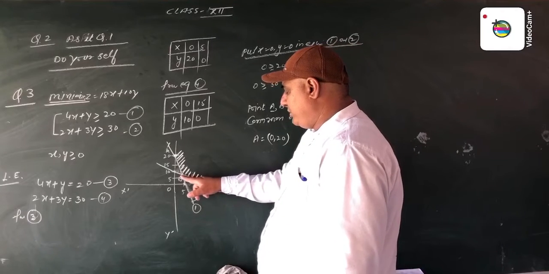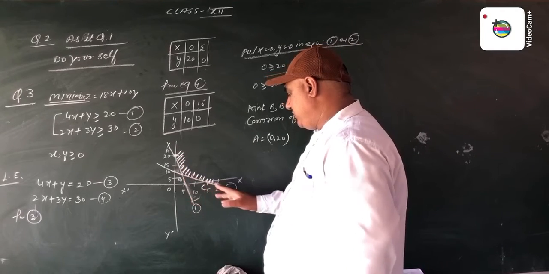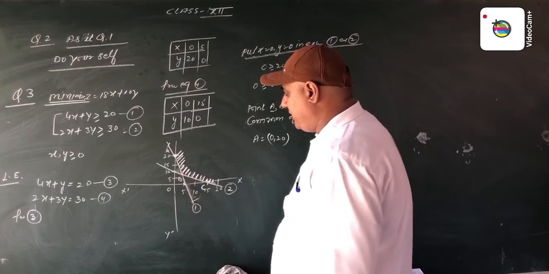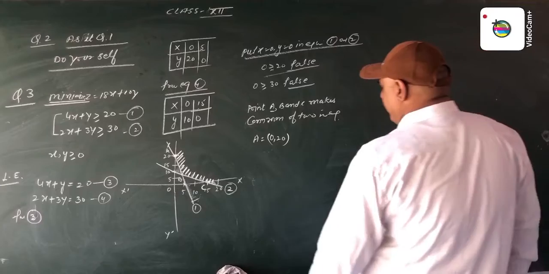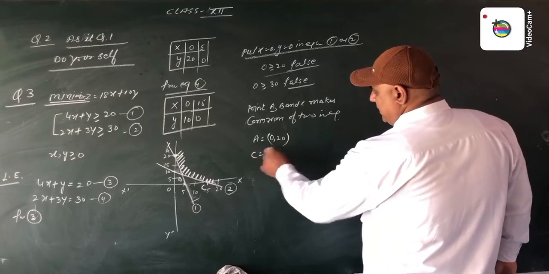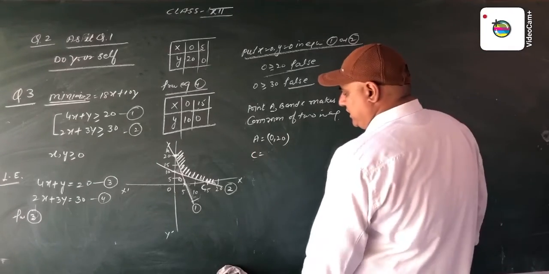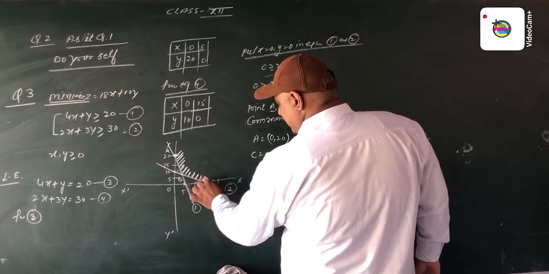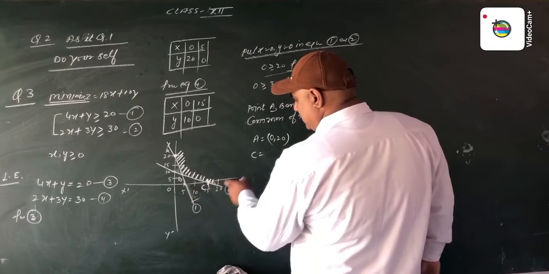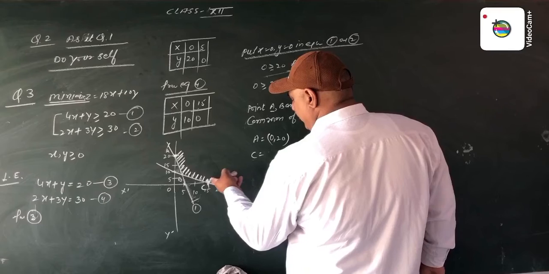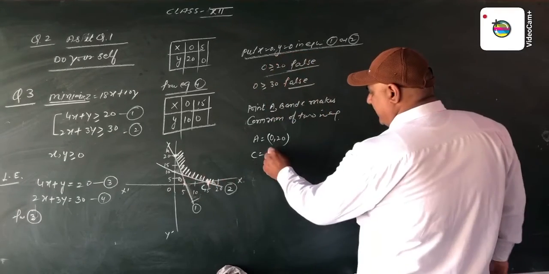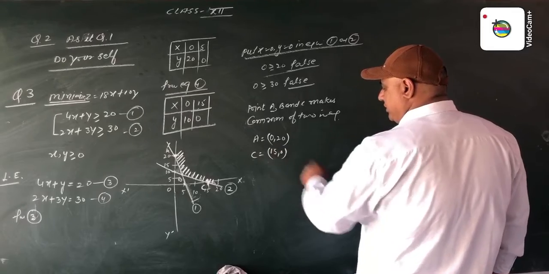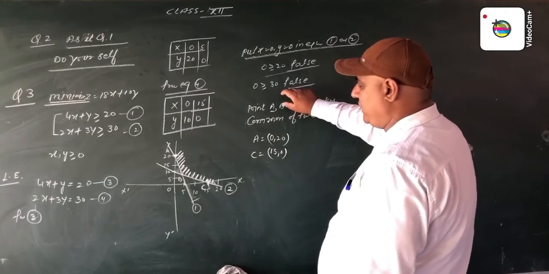Now we find the points of C and B. Equation first and second intersect at a point, and we have to find this intersection point. First we find point C, which is easily found. This is your point C, on the x-axis. The value of x is 15 and y is equal to 0. So C is (15, 0).